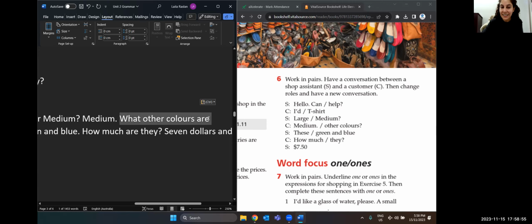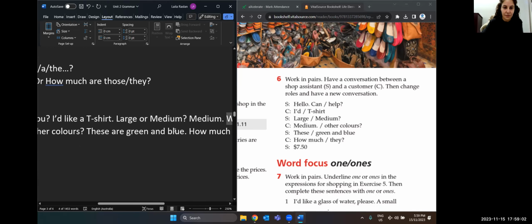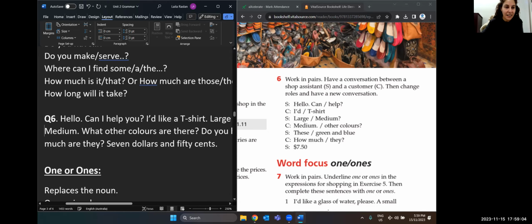What other colors are there? So what other colors are there? What other styles are there? What other designs are there? What other brands are there? What other shoes? Depends what I want to know. What other style are there? So I want to see something else. That's what it means.